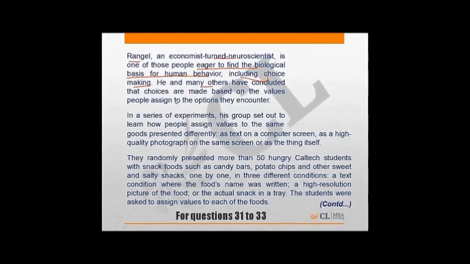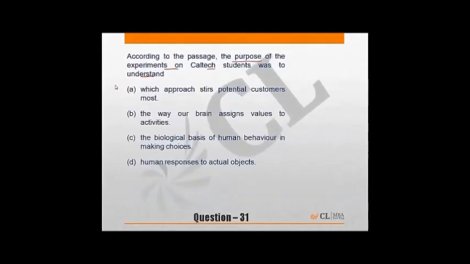He and others have concluded, this is the conclusion they have drawn, and this is the kind of experiment they conducted. So what was the purpose? The purpose was to understand the biological basis of decision making. Okay. So looking at the choices, choice A, which approach stirs potential customers the most? No, that is incorrect. It is not talking about customers. The way in which the brain assigns values, not really. This is not what it was looking at. It was looking at the biological basis of human behavior.